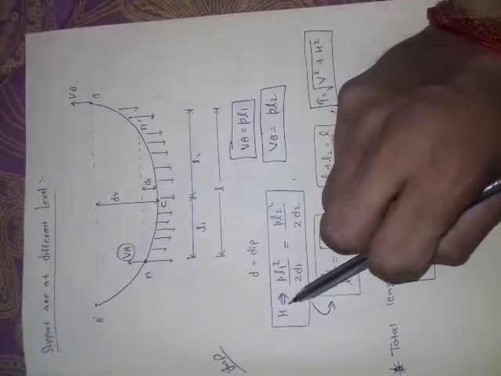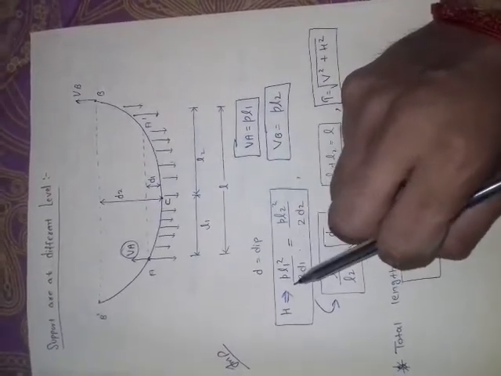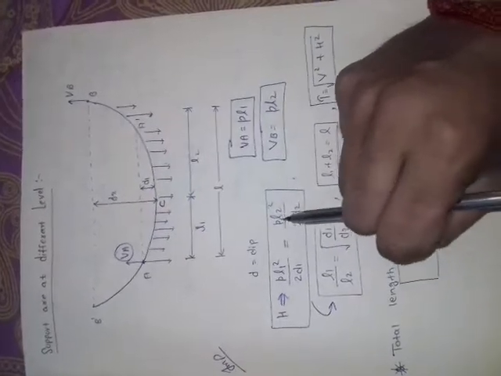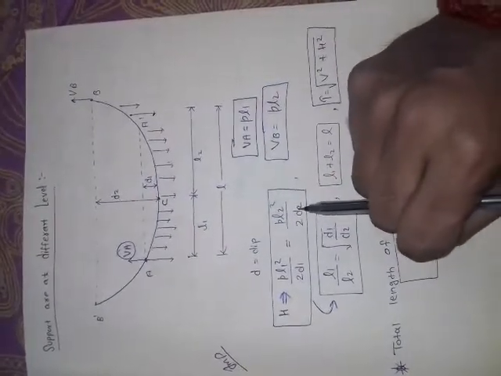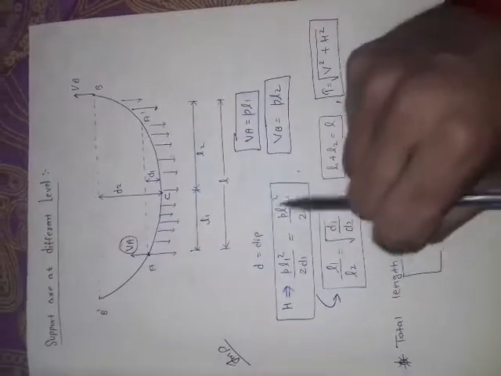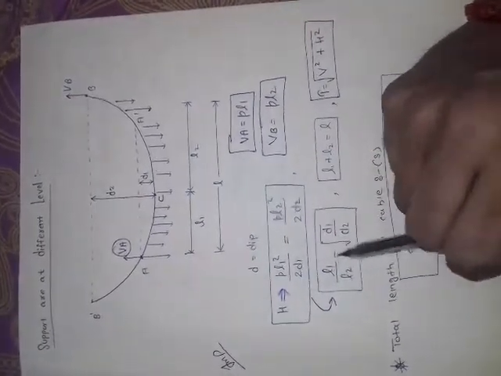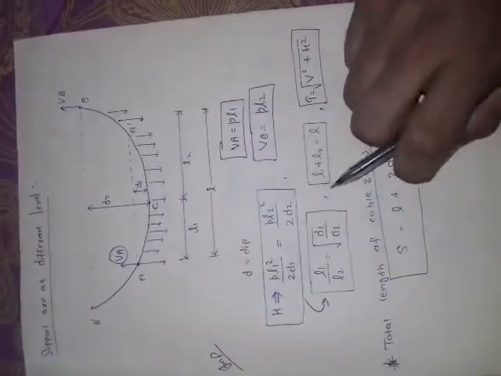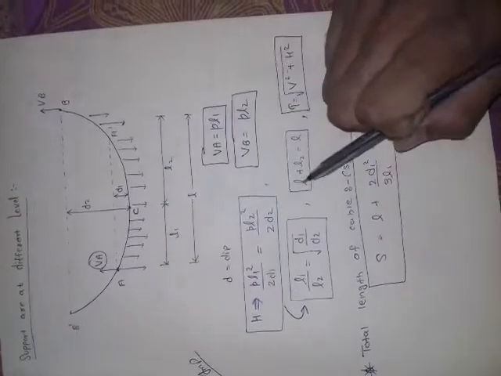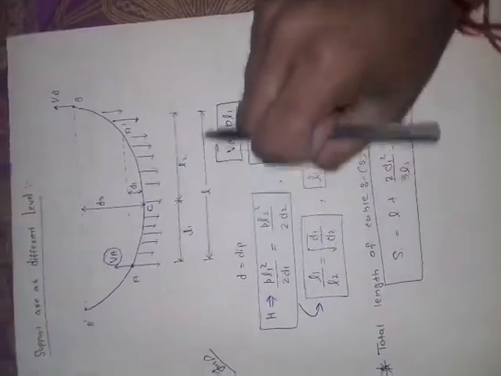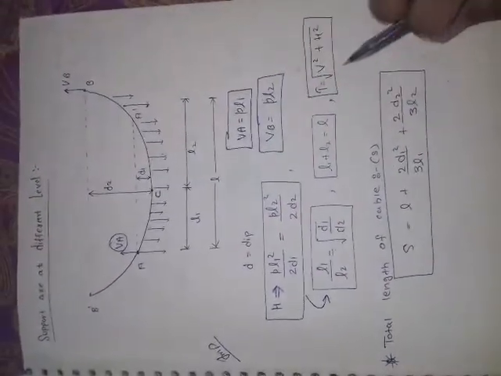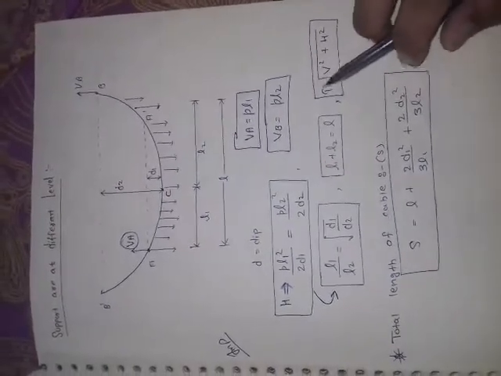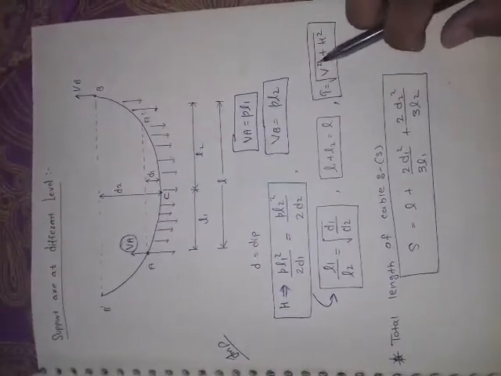So how do we calculate the horizontal thrust? H is equal to P L1 square upon 2 D1, which is equal to P L2 square upon 2 D2. From this formula we get L1 upon L2 is equal to under root of D1 upon D2. You should remember all these basic formulas. L1 plus L2 is the total span, that is L meter. The maximum or minimum tension depends upon this formula: T is equal to under root of V square plus H square, where V is VA or VB.